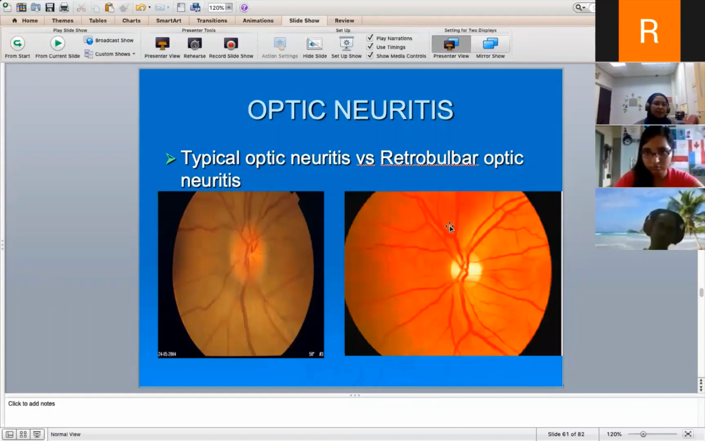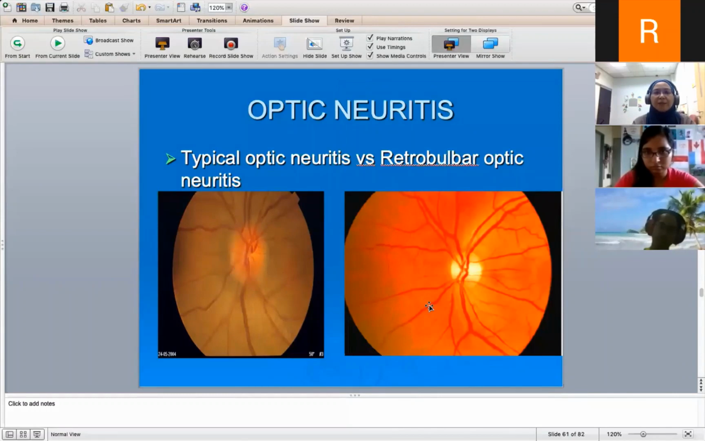Now, there's a special thing about this optic neuritis. If the patient comes to you with optic nerve dysfunction and you suspect the patient has optic neuritis, so what do you do? You will do a fundoscopy. When you do fundoscopy, if you see this optic disc swelling, then you know the diagnosis will be optic neuritis. Okay, so you start all the treatment and start to investigate the patient.